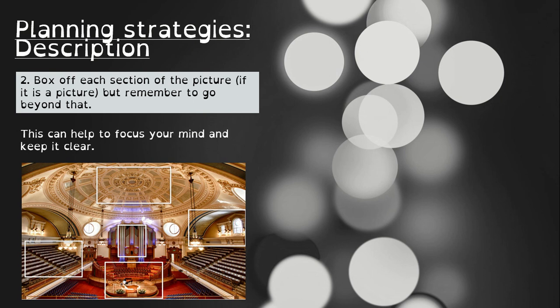So by boxing off the picture, thinking about the key parts that you can describe, you get the chance to put it in an order that makes sense. You wouldn't go straight from the very top of this picture, the roof and the artwork that's on the ceiling, all the way down to the piano that's at the very front, or the flowers that are in front of that piano, without first moving down that image in some way, creating a whole picture for your reader to read about.